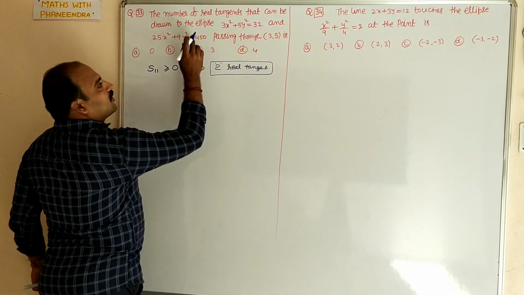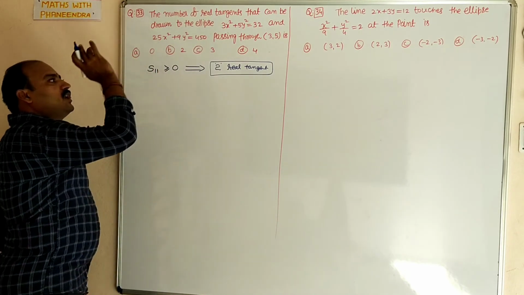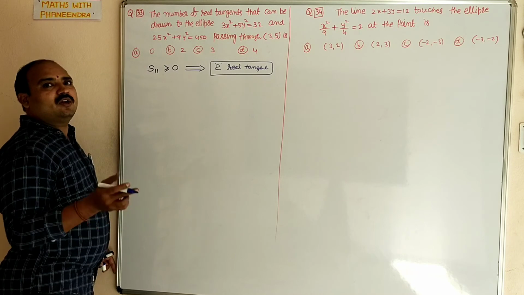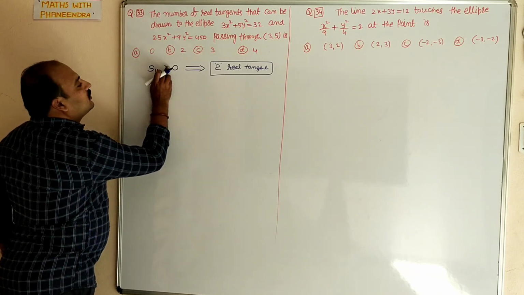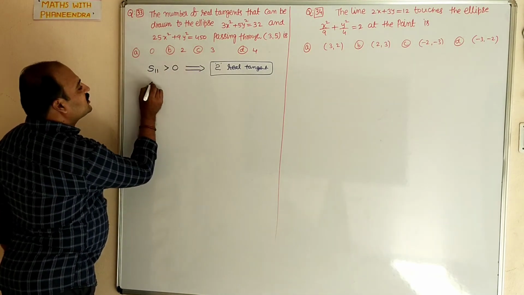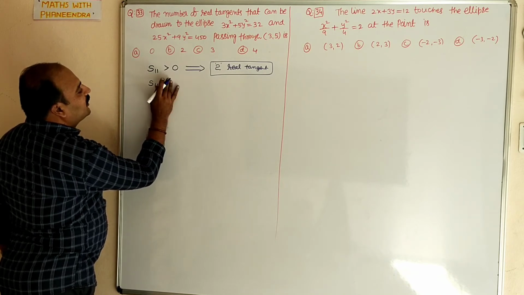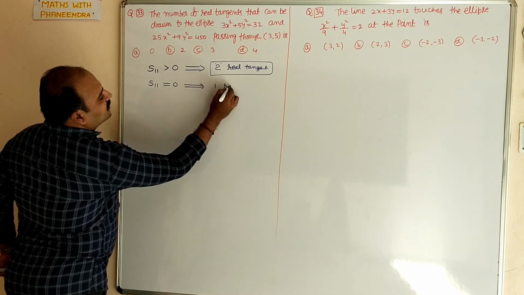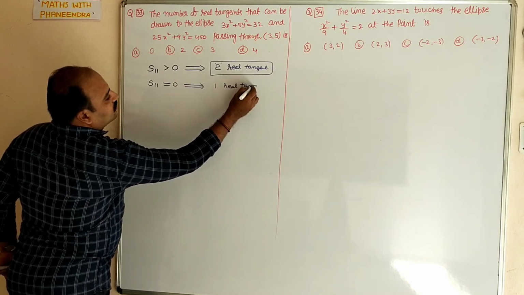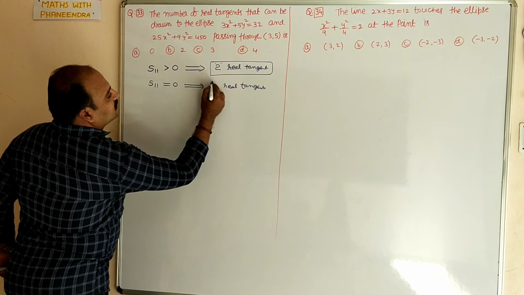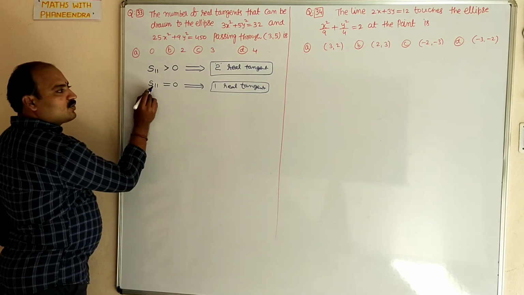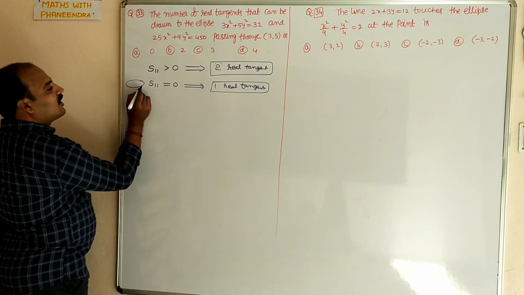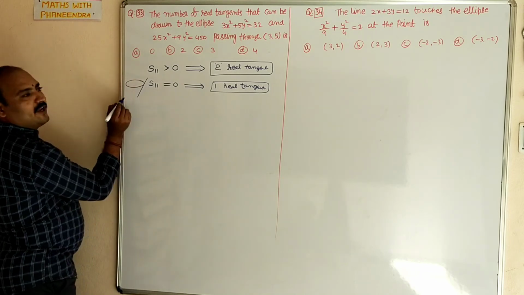So here for this ellipse, first we will check S11. Based on that, if S11 is greater than 0 there are two real tangents, and if S11 equals 0 it is guaranteed there is only one real tangent. Why? Because whenever S11 equals 0, the point lies on the ellipse. In this case, the figure will come like this. This is only one tangent.